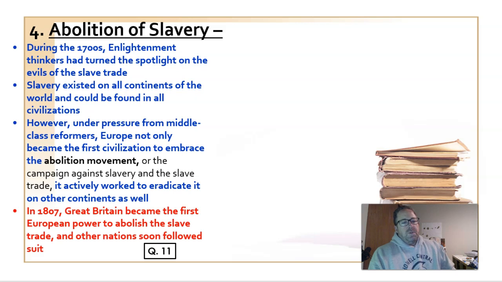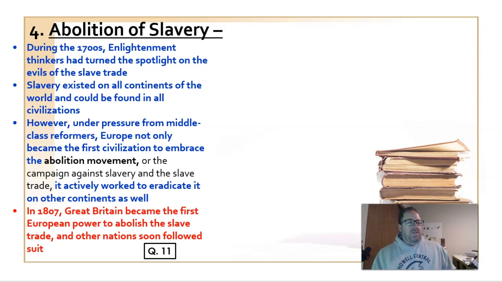So there was an abolitionist movement, and that is a group of people who were enlightened, but they were also deeply religious. And so this weighed heavily on them. They thought that this was a moral failing for their country. So these abolitionists are people who wanted to abolish slavery, and this movement gains steam. And then eventually in 1807, Great Britain becomes the first country to abolish the slave trade.